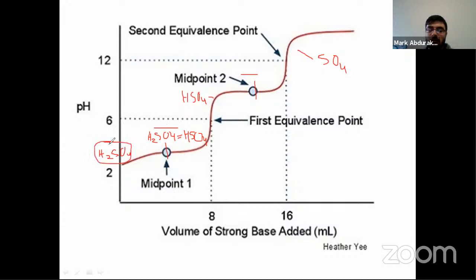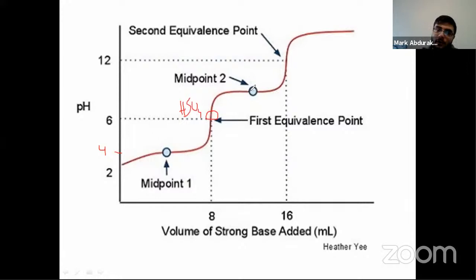So say this initial acid had a pKa of 4. Well, this would correspond to a pH of 4, because the acid had a pKa of 4, okay? And then at this point, pretty much all of the initial acid has been converted to the base, into HSO4. And then at this point, half of the HSO4 has been converted to just SO4, okay? HSO4 has its own pKa value, which corresponds to this midpoint 2. So let's say 8. Does that make sense?